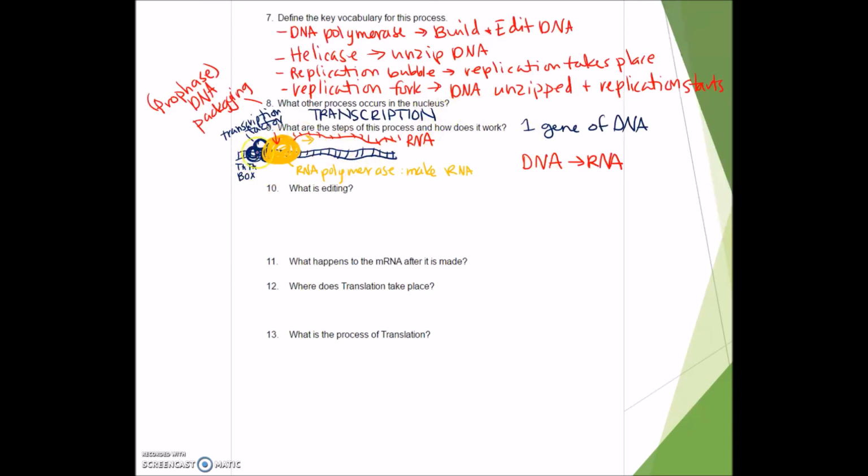Okay, so our first step would be the assembly of the transcription factors on the TATA box. Second step would be where our RNA polymerase attaches. Third step is the RNA polymerase running down the double-stranded DNA, unzipping it, binding our new nucleotides, and making that RNA strand. Okay, so now that we have our RNA strand, we need to edit it.